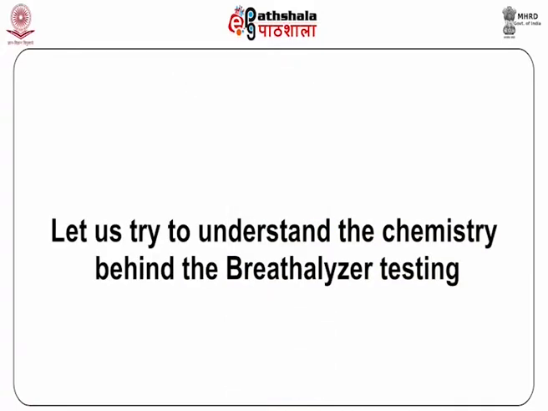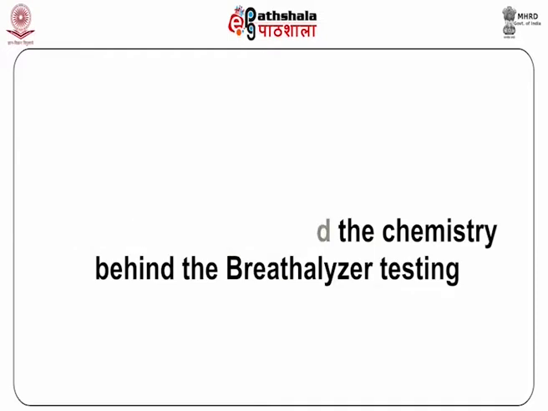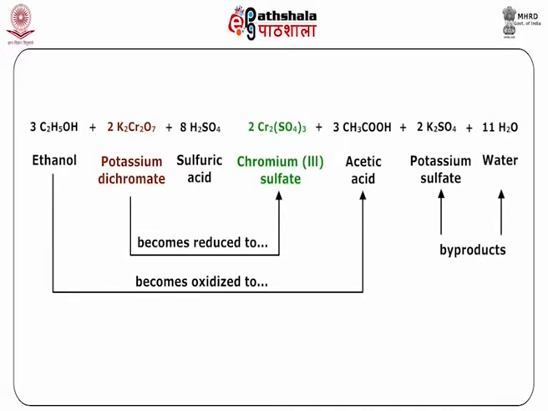Let us try to understand the chemistry behind the breathalyzer testing. The alcohol present in the breath readily dissolves in potassium dichromate and gets oxidized to acetic acid. In this reaction, as the dichromate ion changes to chromium ion, the color of the solution changes from orange to green. The intensity of the change in color is in proportion to the quantity of alcohol in exhaled air.